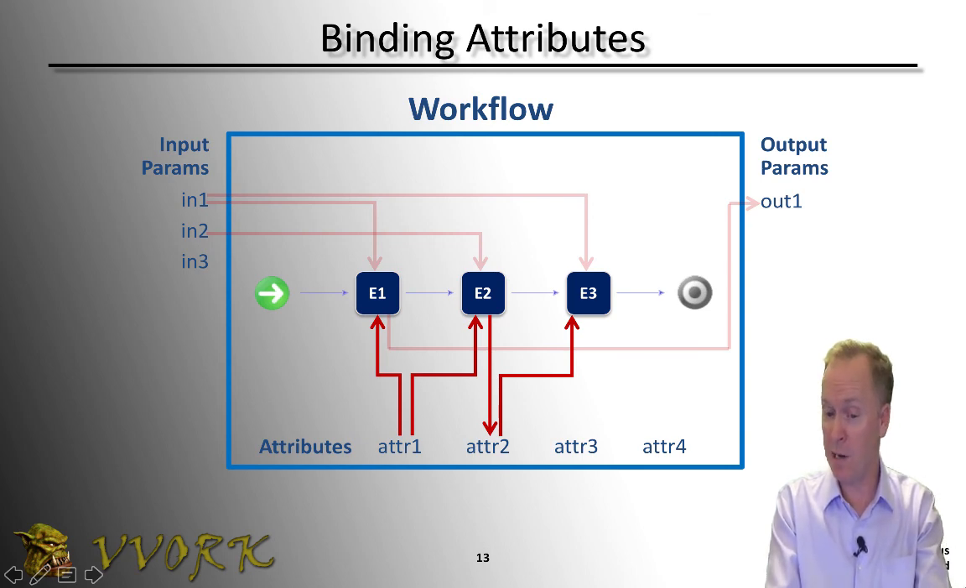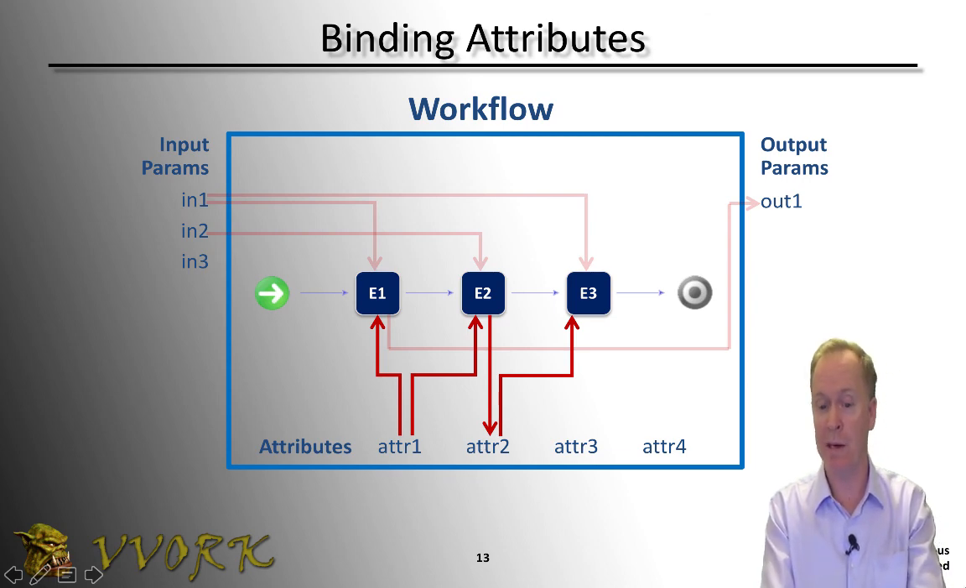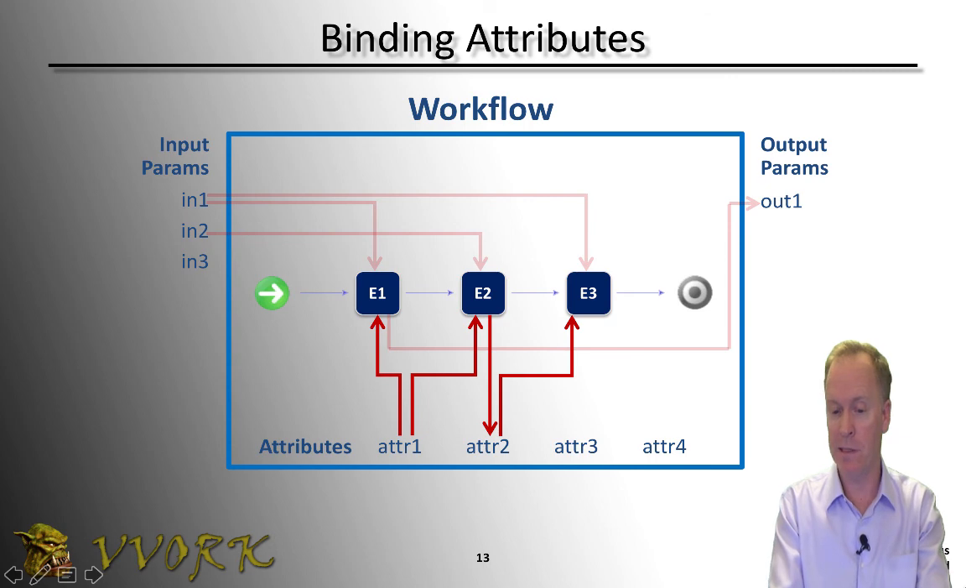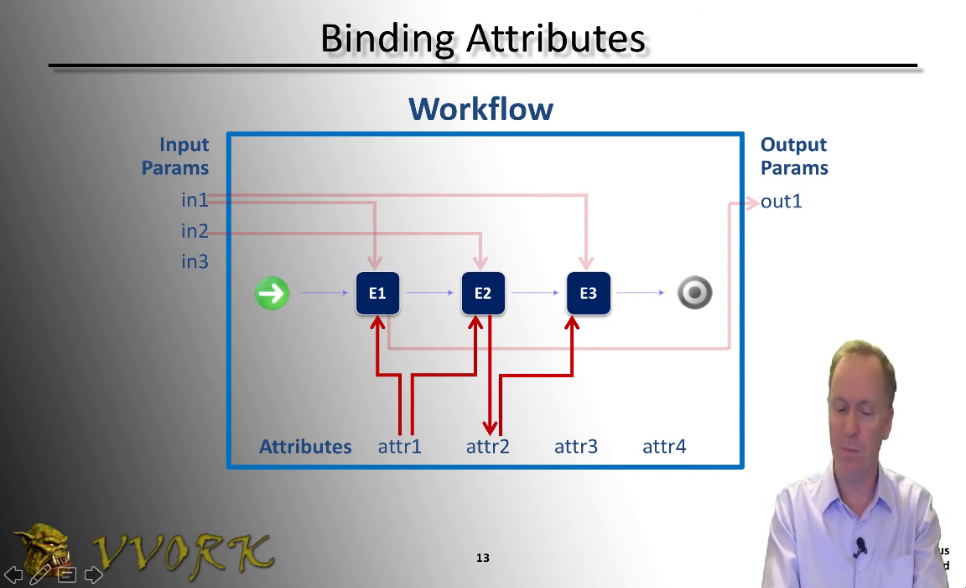Now in this particular diagram, schema elements 2 and 3 are right next to each other, but there's no requirement that they be right next to each other. I could have, for instance, schema element E2 outwardly bound to ATTR2, and then have an inward binding to some other schema element that's 100 schema elements away from that same ATTR2 workflow attribute.